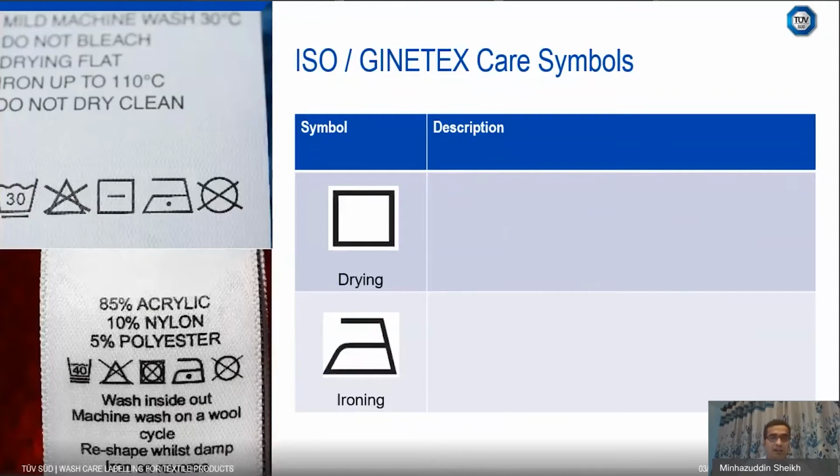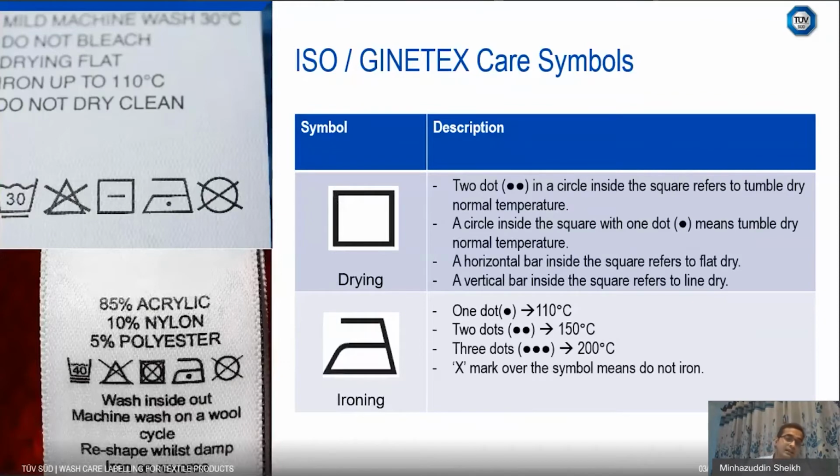A square, which is the third symbol, represents drying, and often we use a circle inside the square. A circle inside the square represents tumble dry or machine dry. Inside the circle, inside this square, sometimes we also use two dots or a single dot to represent the temperature.